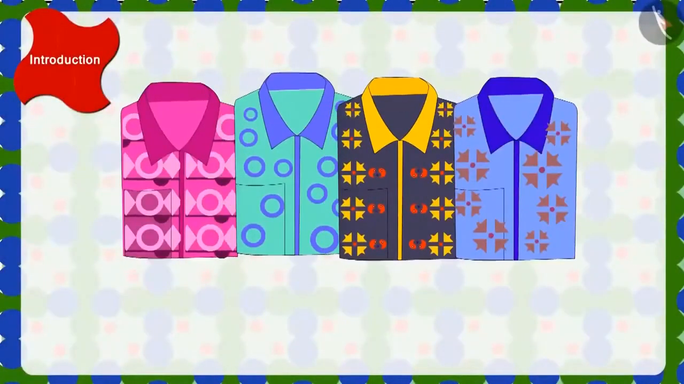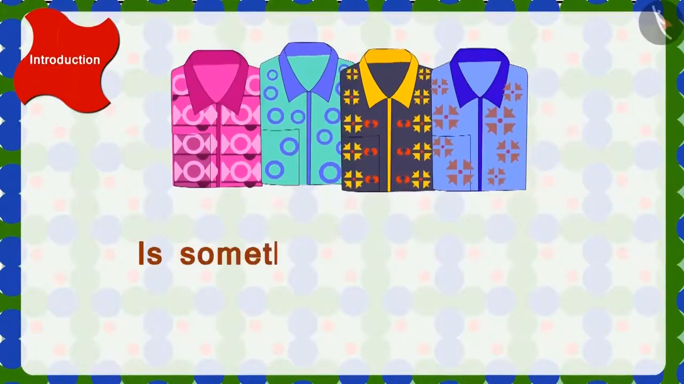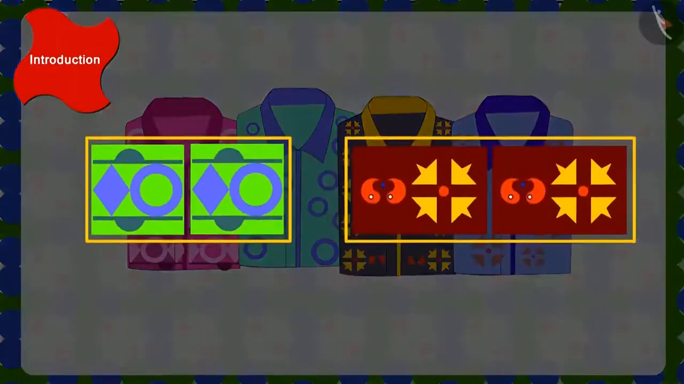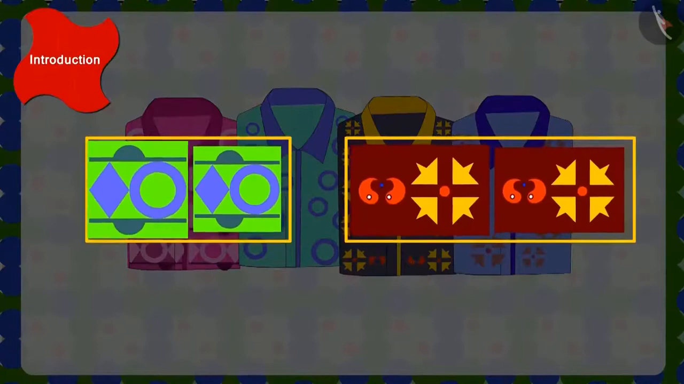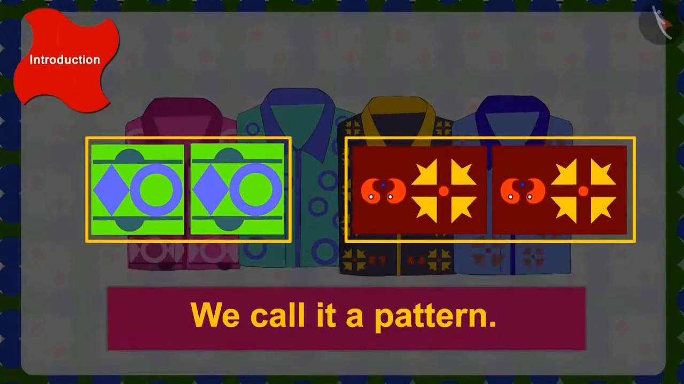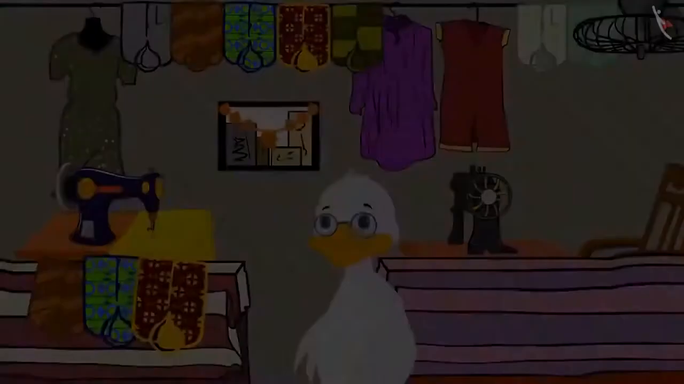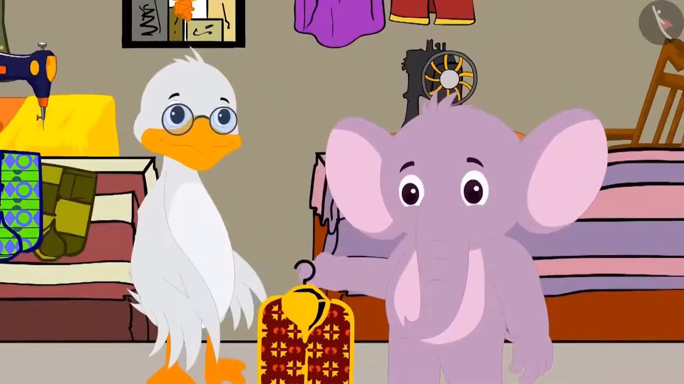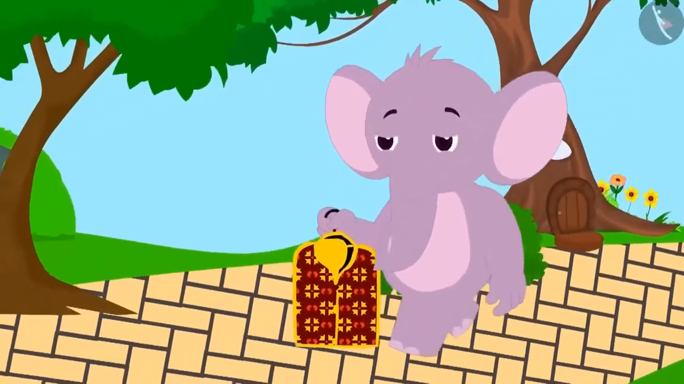Look, aren't all these shirts beautiful? Children, do you see something unique in the design of these shirts? Yes, here shapes are being repeated again and again. What do we call this? Absolutely right. We call it a pattern. Appu loved the shirt made with the yellow flower pattern. He took the shirt from Uncle and started to walk towards his home.